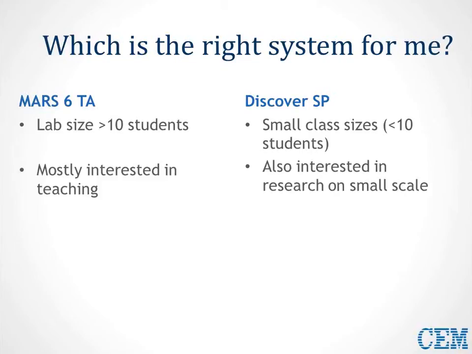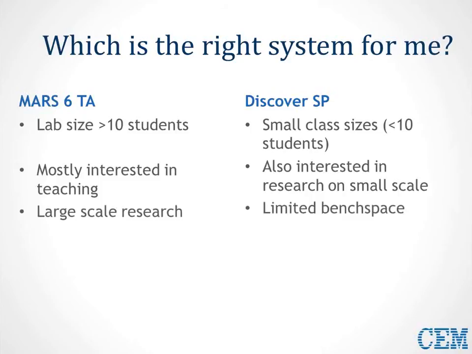Now, in terms of your interest, if you're mostly just interested in the teaching labs, you don't really want to do much in terms of research, the Mars is definitely a better way to go, combined with the fact that you have large class sizes. But if you want to do research and you're looking to multitask with your system, the Discover might be a better idea because you can run smaller samples on an individual reaction scale for doing some of your research chemistries in addition to the teaching.